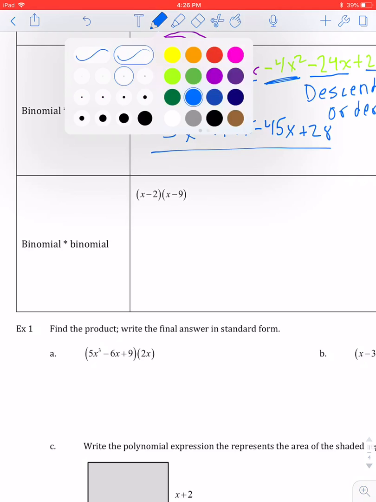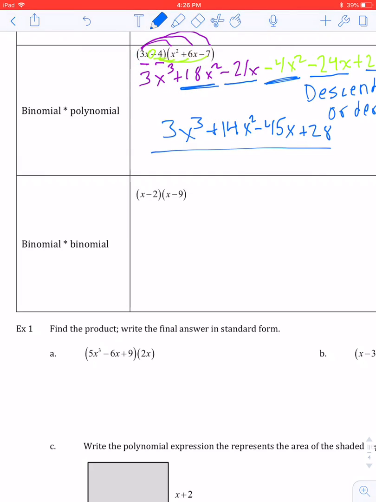We'll write it in, we can keep it blue. We'll write it in blue, and it's going to be the word FOIL. Okay? This is going to help us to remember how to multiply two binomials by each other. Okay? So here I've got binomial x minus 2 and a binomial x minus 9. How I'm going to multiply those together is I'm going to multiply together the first terms, and that's what the F stands for in FOIL.